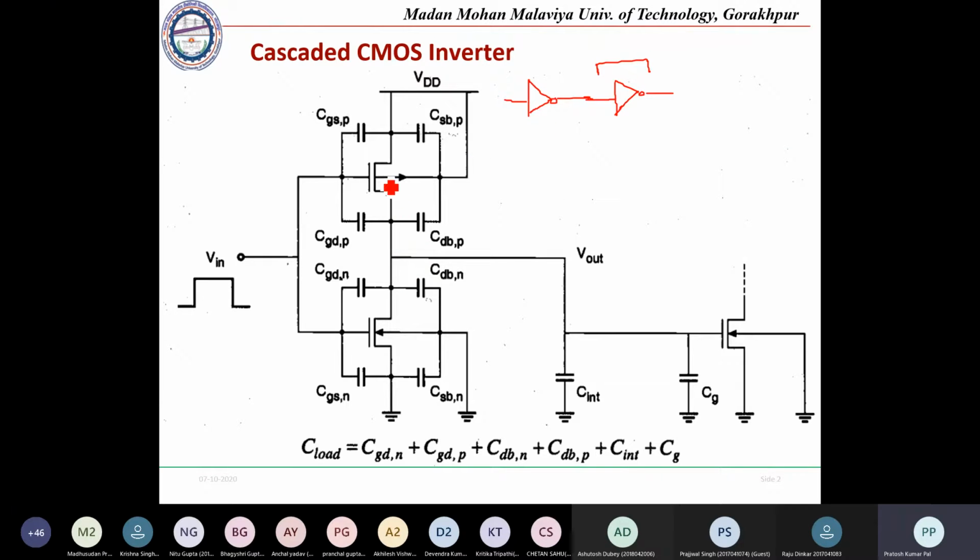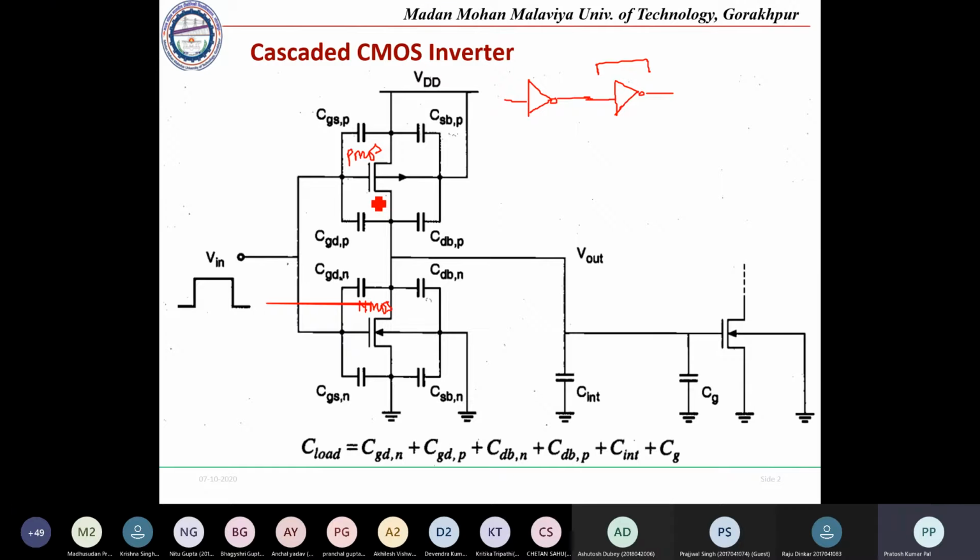An inverter circuit is like one PMOS, this is your PMOS, and this is your NMOS. So one PMOS and one NMOS are connected in this configuration to design a CMOS inverter. Once this CMOS inverter is there, to do the switching characteristic analysis, we will be dealing with the different parasitic capacitances involved with these transistors.